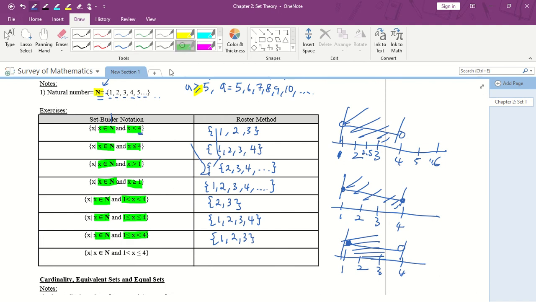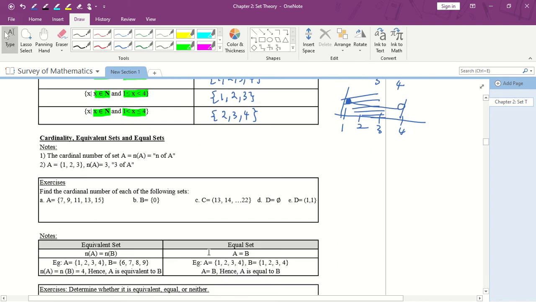And let's look at the next one, the last one. X is an element of N, and 1 is less than X, less than or equal to 4. So I believe that you know that it is including 4, but not including 1. So the answer here will be 2, 3, 4. I think that's easy, right? Good, good. So let's look at the next topic.